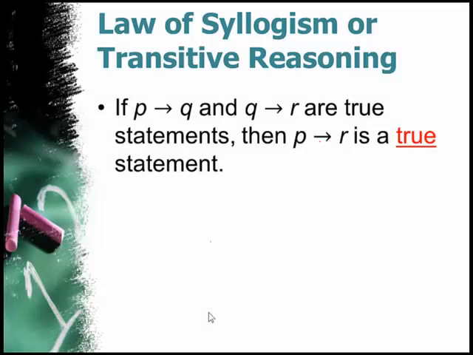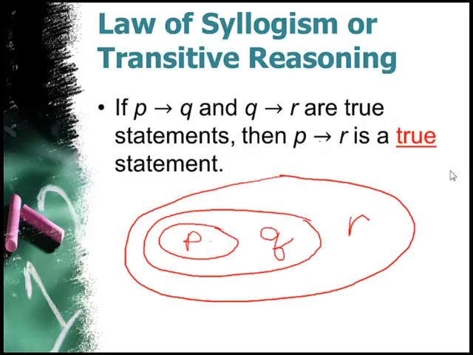Now our next law is actually quite interesting. It's called the law of syllogism or the law of transitive reasoning. So if P then Q and if Q then R are true statements, so if we accept those as true, and they could be shown as a given like in the other examples, then you can assume if P then R is a true statement.